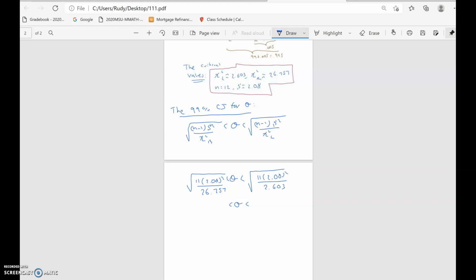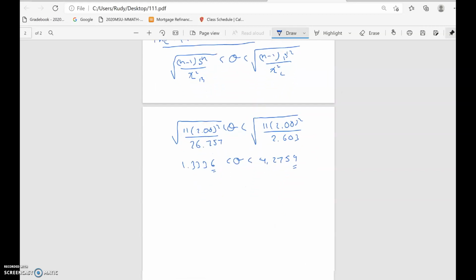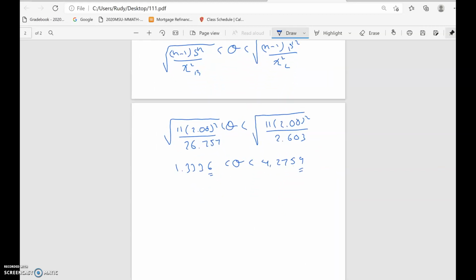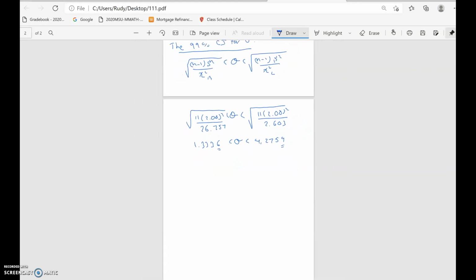Okay, so on my upper bound, I'm getting 4.2759, so 2759 rounding to 4 decimal places. On the lower bound, we're getting 1.3336 if we round to 4 decimal places. Let me double check. 2.08 squared, 2.603, 26.757. That's actually it. Let me just write it out as a sentence.